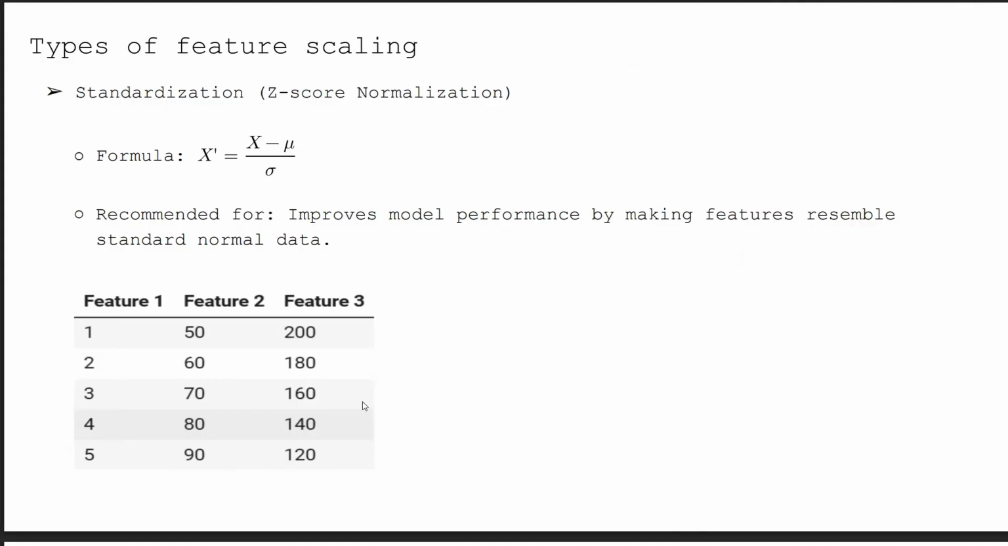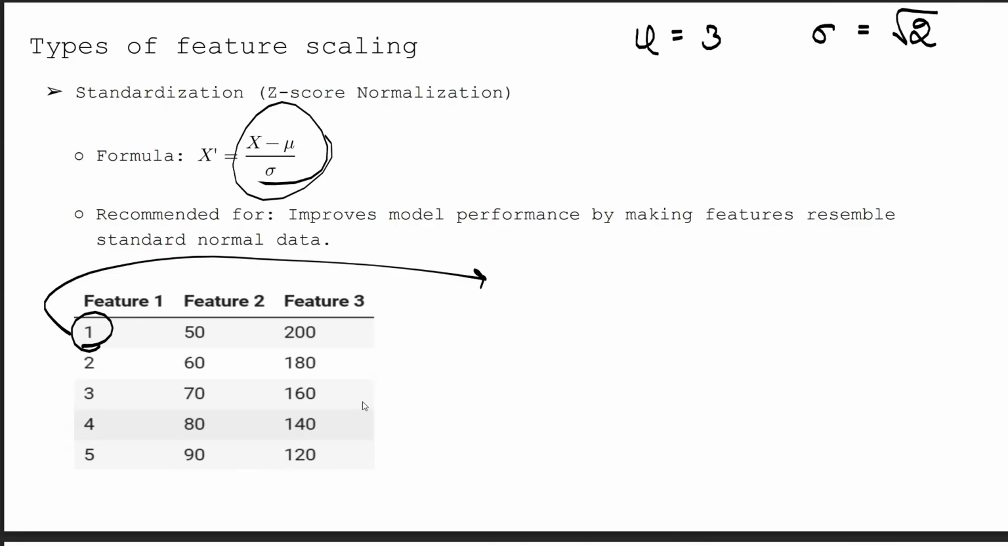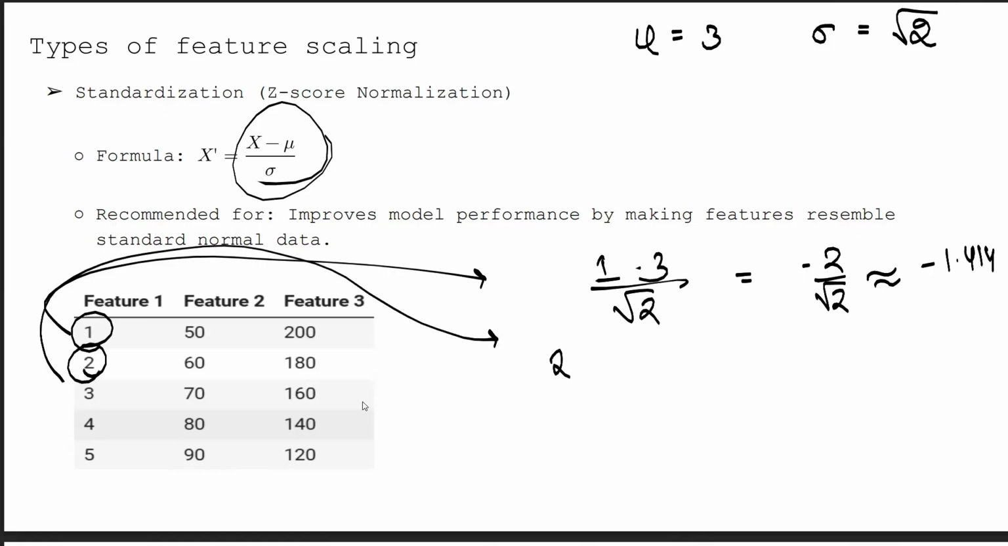So the standard deviation comes out to be square root of 2. And as now we have calculated the mean, the mu that we got was 3 and the standard deviation was square root of 2. If you look at this formula, the feature value here, this 1, will be 1 minus 3 divided by square root of 2. That would be negative 2 by square root of 2, so approximately negative 1.414. For this one, this 2 will transform as 2 minus 3 divided by square root of 2, equal to minus 1 by root 2, approximately negative 0.707.